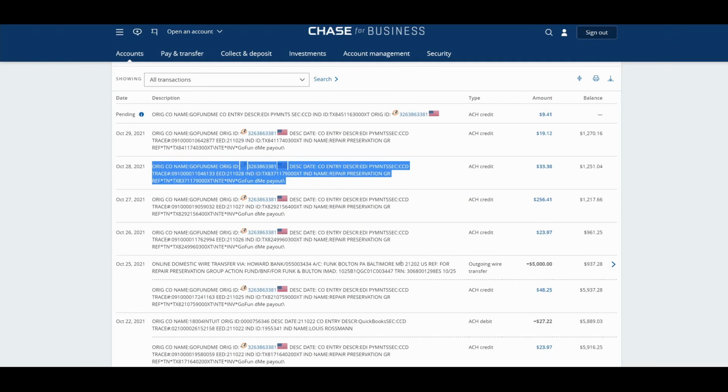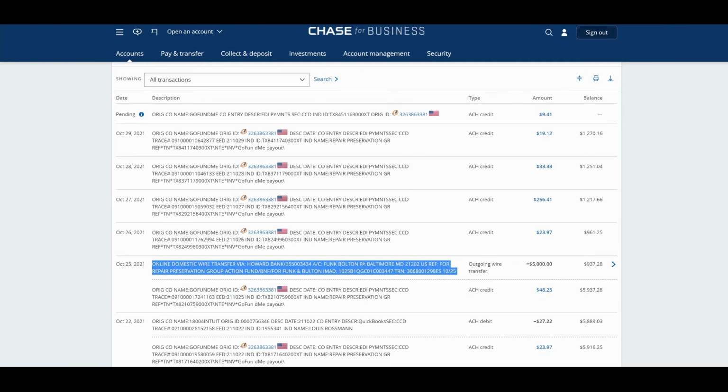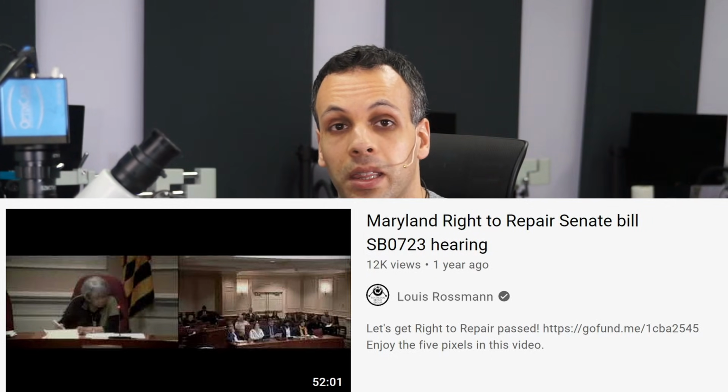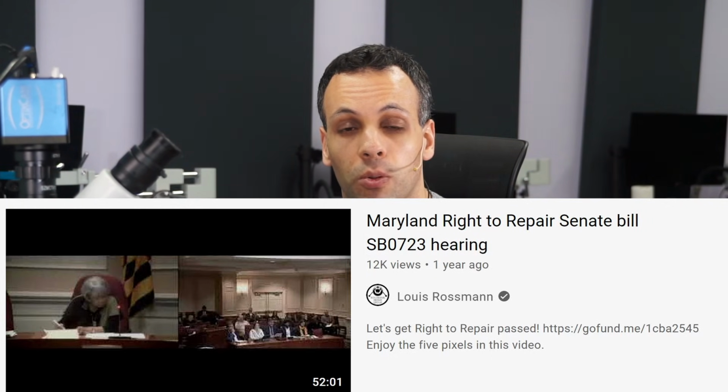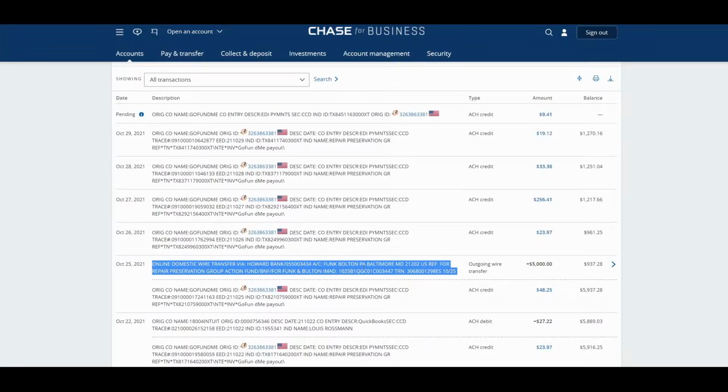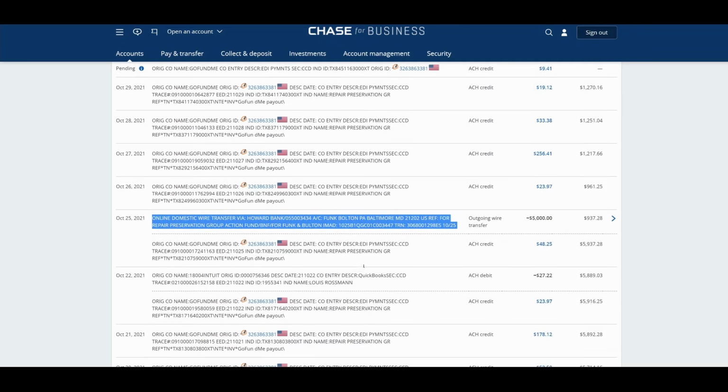This over here is a debit. This is a wire transfer that is going to a lobbyist in Maryland. There was a right to repair bill in Maryland, and I did show up in Maryland, and I did record the Senate hearing and the House hearing for the right to repair bill in Maryland. We believed that there was a chance of getting something done in Maryland, so we did hire a lobbyist in Maryland to try and assist us with getting something pushed forward.